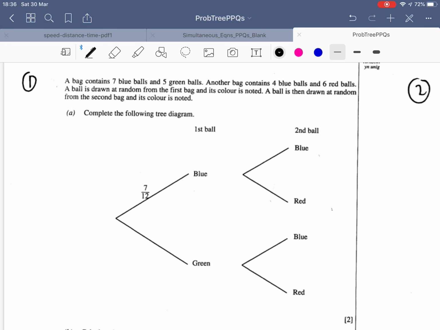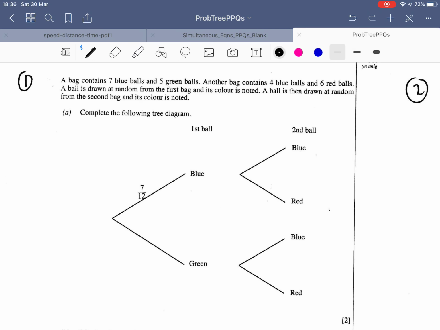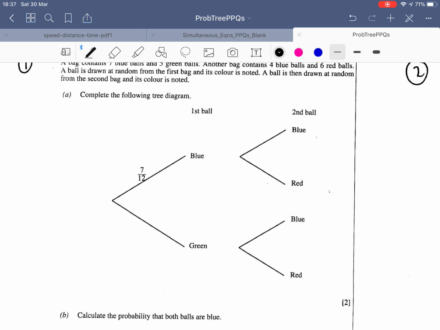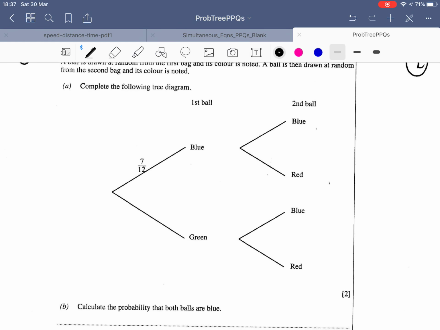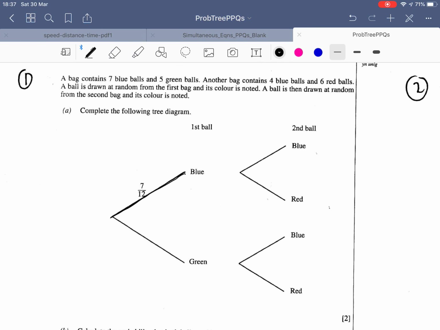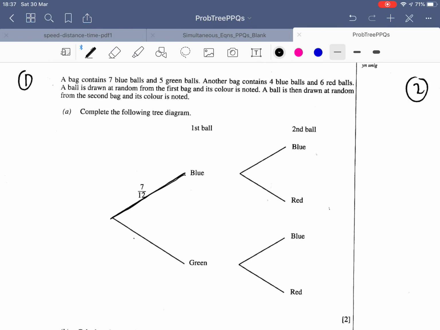So question 1. A bag contains 7 blue balls, 5 green balls, and another bag, 4 blue balls, 6 red balls. So we've got a tree diagram drawn. First bit is we've got to complete it. So using the first rule, all probabilities have to add up to 1. If this one here is 7 out of 12 for the blue balls, that means we've got 5 out of 12 to choose green.